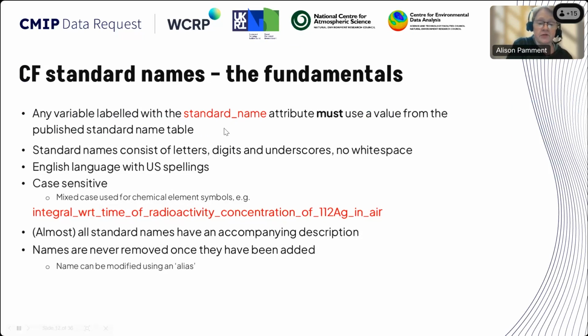So it's fine if you choose, say, an existing standard name like air temperature. What you can't do is use a standard name attribute and say standard name equals XYZ, for example, because it's not in the published table. So that would be not CF compliant. Standard names consist of letters, digits and underscores with no white space. So we've already seen a few examples of that. The underscores are used to connect the words.